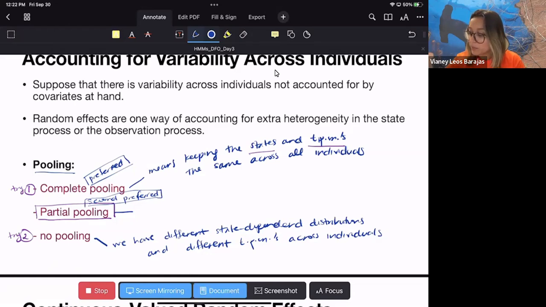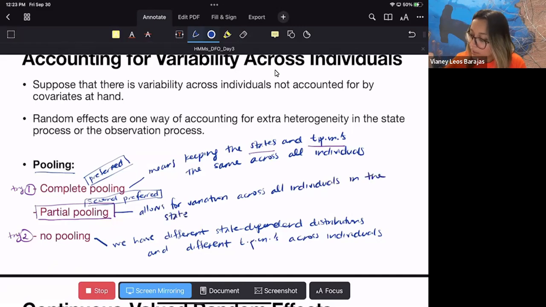So partial pooling allows for variation across individuals in the state dependent distribution and or the transition matrix. So partial pooling then allows us to provide some more flexibility to the model to account for variability across individuals, but the variation doesn't have to occur everywhere.